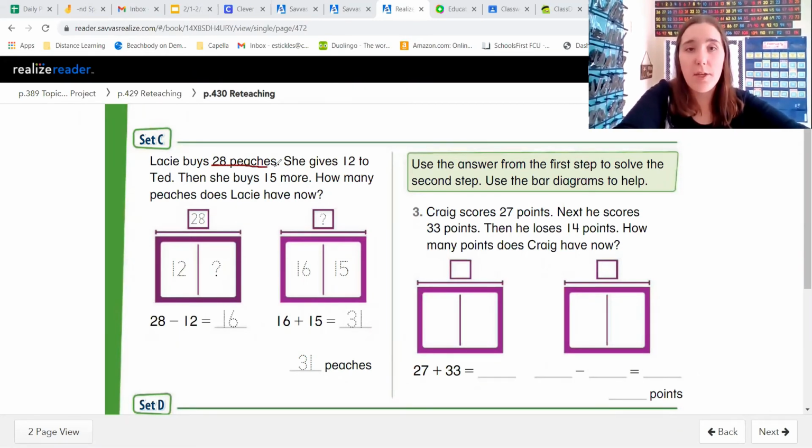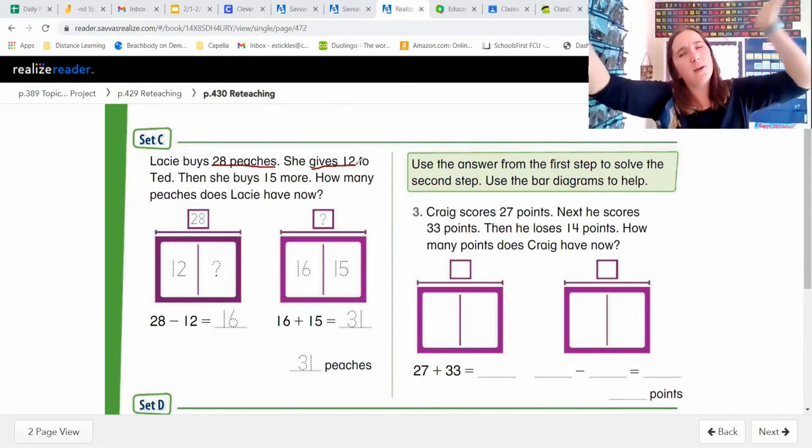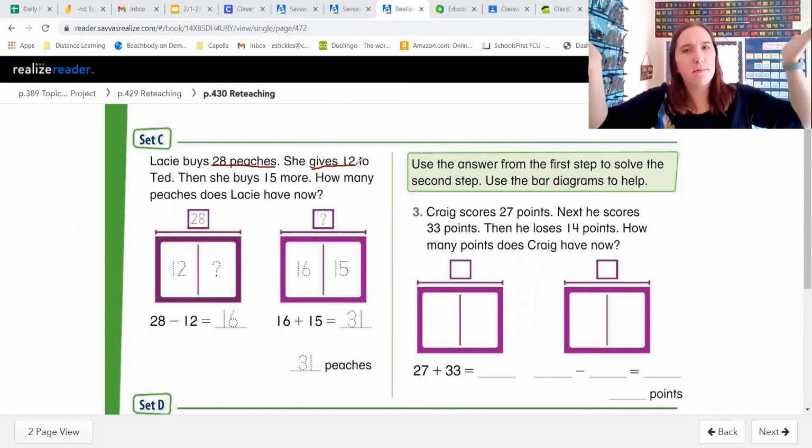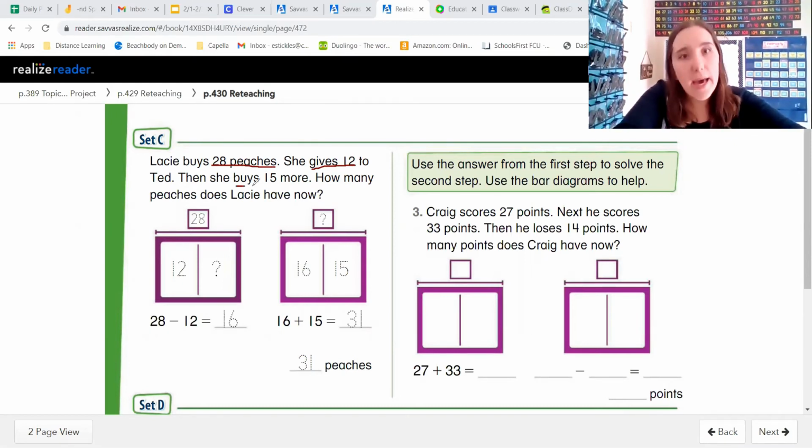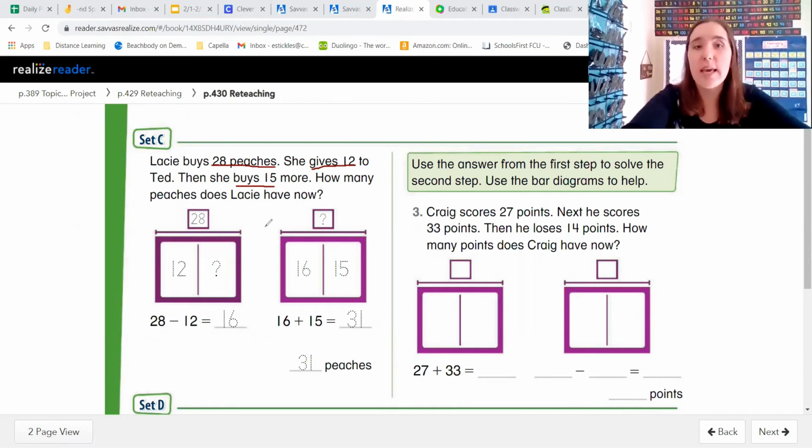Lacey buys 28 peaches. Okay, she gives 12 to Ted. If you give something away, are you adding or subtracting? Subtracting, if you give something away. Then she buys 15 more. Is that adding or subtracting? Adding. How many peaches does Lacey have now?